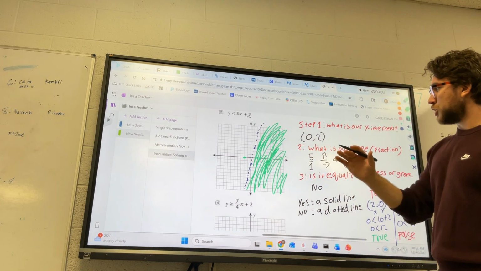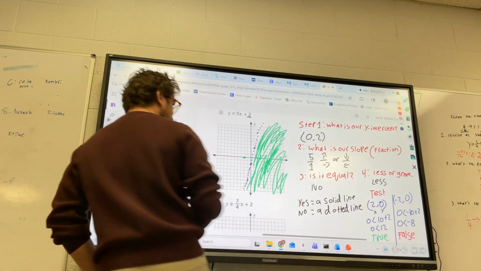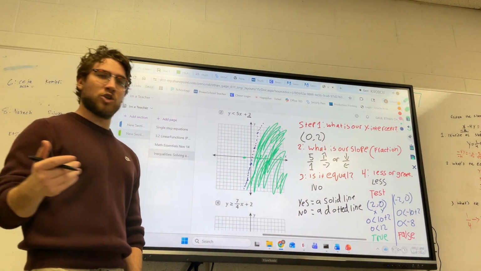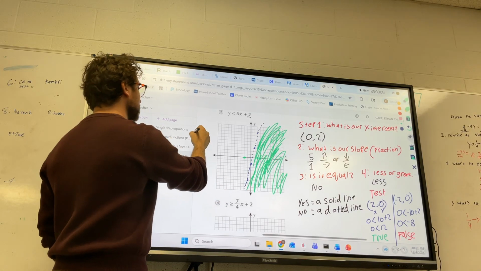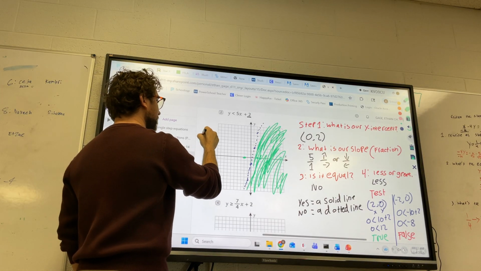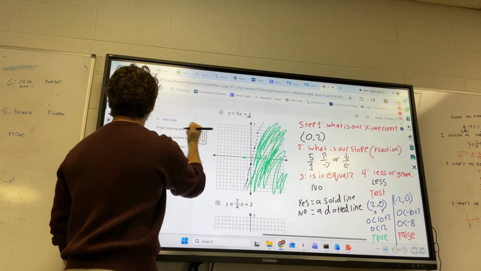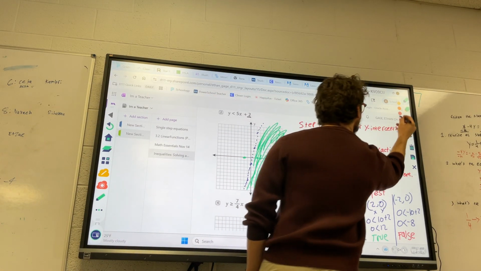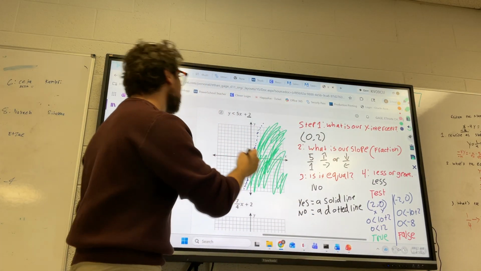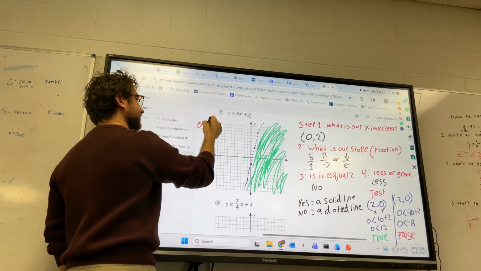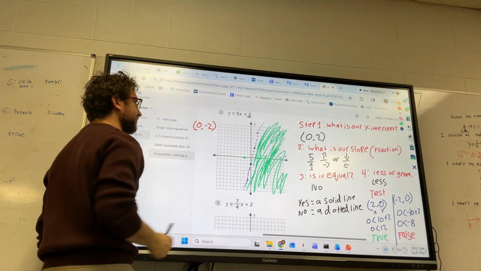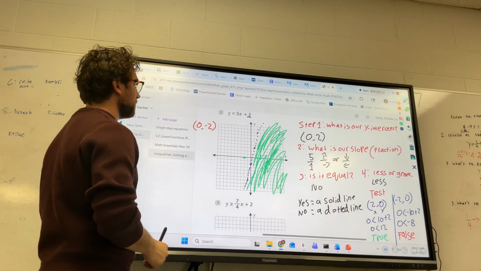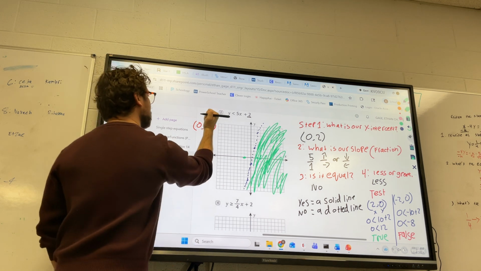I will show you what I mean right here. Take our y-intercept of 2. We get the point 0, -2. I don't know if you can see that. Take the point 0, -2. Let's plug it in. Oops, not -2. That's a positive 2.